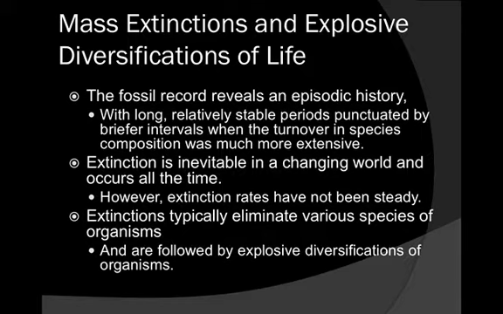The fossil record reveals an episodic history. We have long, relatively stable periods of time with briefer intervals of mass turnover. Extinction is inevitable. However, extinction rates are not consistent. There have been periods of time where they've been much greater. And extinctions are followed by explosive diversification. Mammals were around when the dinosaurs were around. Mammals did not rule the earth until the mass extinction of the dinosaurs.